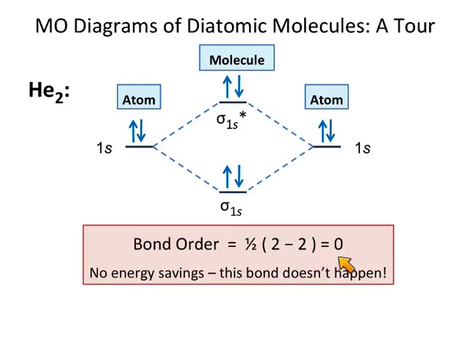That equals 0. There's a reason why helium gas is not diatomic. Because if it were to make a molecule here, it wouldn't have any energy savings because you're putting as many electrons into the good as you are into the bad. It's equally good as bad. Okay, it doesn't make a bond.